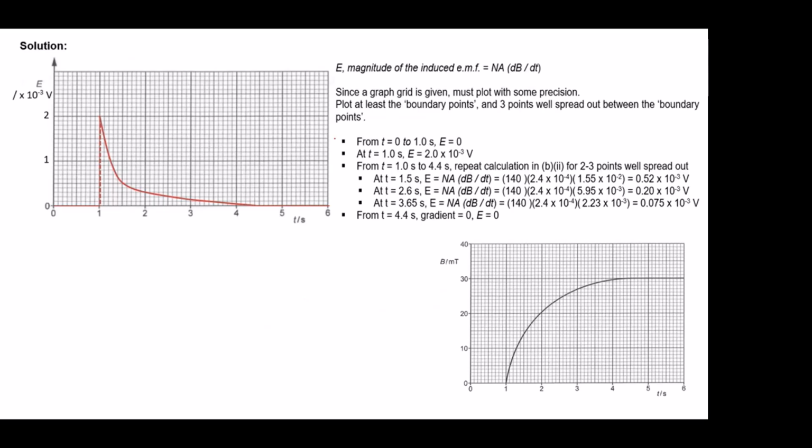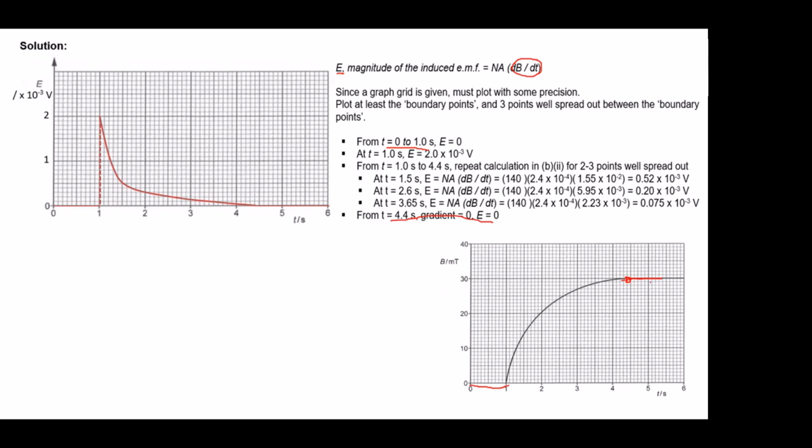Your EMF graph will come from dB over dt, proportional to dB over dt. Because you're asked to sketch, you can plot a few points, from time 0 to 1 second. At the start, there's no EMF, so you draw a straight line. Then the next point is probably critical, somewhere at 4.4 seconds. At 4.4 seconds, the gradient is 0. So you can see there's 0 gradient.